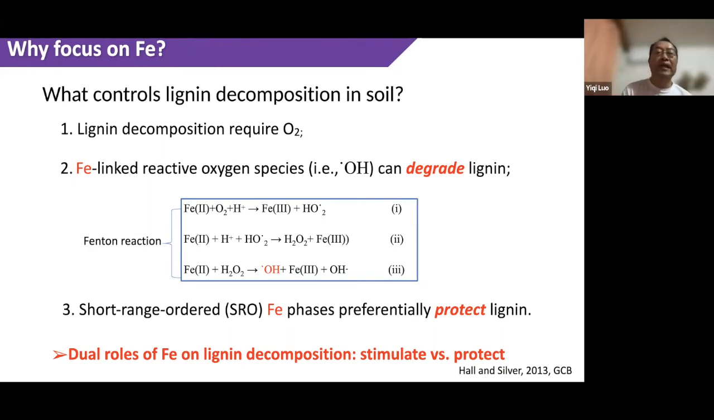and iron-linked reactive oxygen species can degrade lignin through so-called Fenton reactions. Those short-range ordered iron phases are preferentially protected; basically, this is iron-associated organic matter. So iron plays a dual role in lignin decomposition. One is stimulating the breakdown of macromolecular lignin into small molecules, but this oxidized iron also protects the small-molecule lignin.